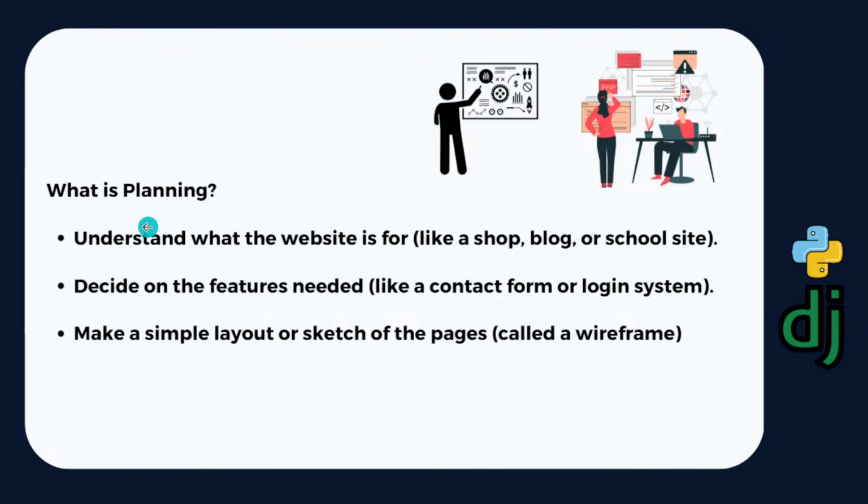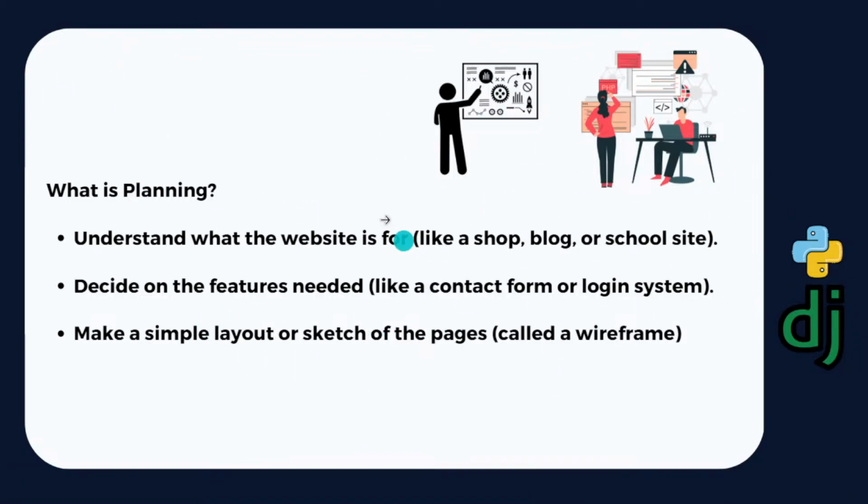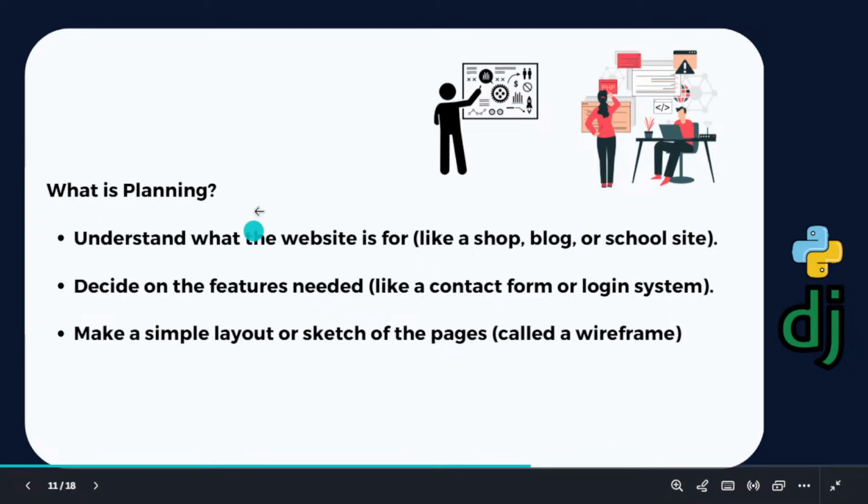In the planning session, we decide on the features needed. What are the features we need to include in our website, like a contact form or a login system. Like Facebook: whenever we go to Facebook, first we need to register our account, and then only do we go to the home page or profile page. So that is a step-by-step process. First we need to register, and after that we need to log in. If the user already has an account, then only do we go to the profile page. That is the process basically.